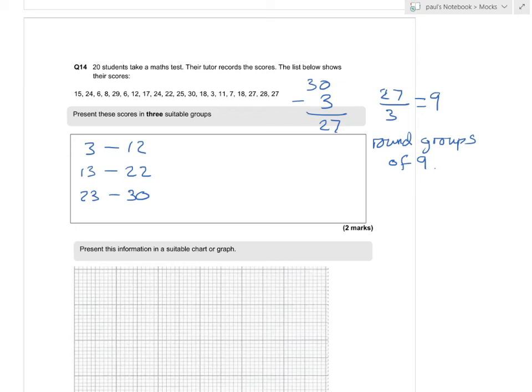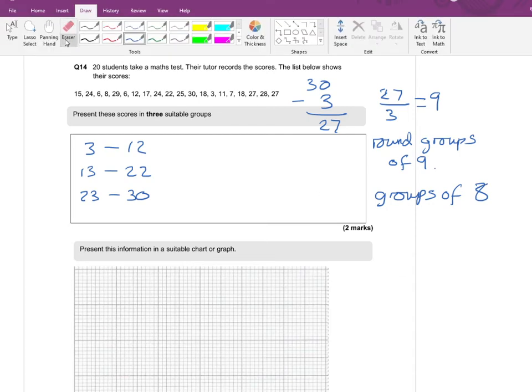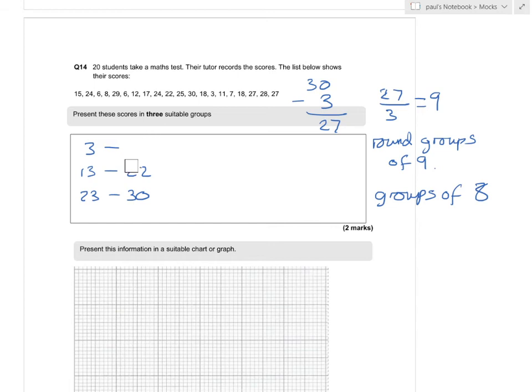So let's round groups down to groups of 8, which might be even more accurate. So let's have a look at that. So now we do it in eights. So 3 and 8 is 11. And then we've got 12 and 8 is 20. And 21 and 8 is 29. So we've got to 30. So it doesn't quite work out whichever way you do it.